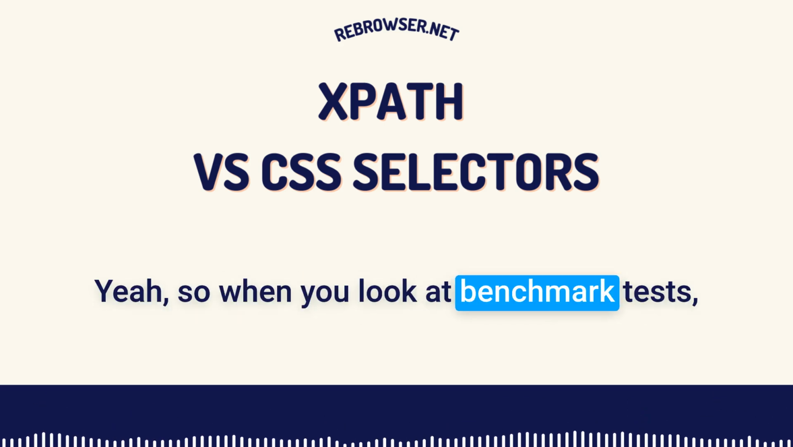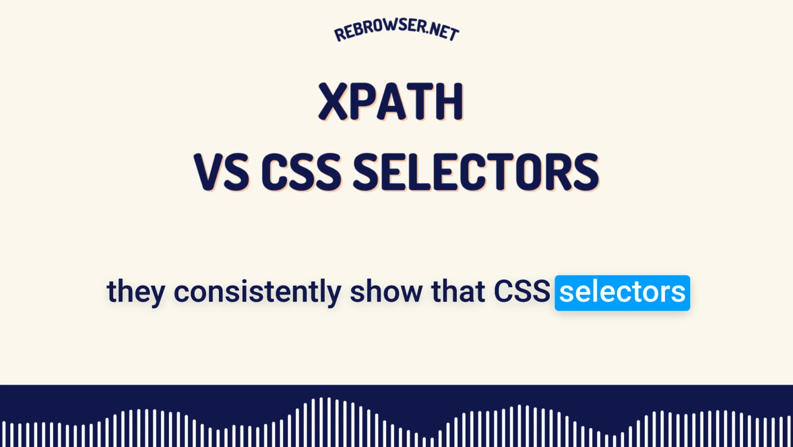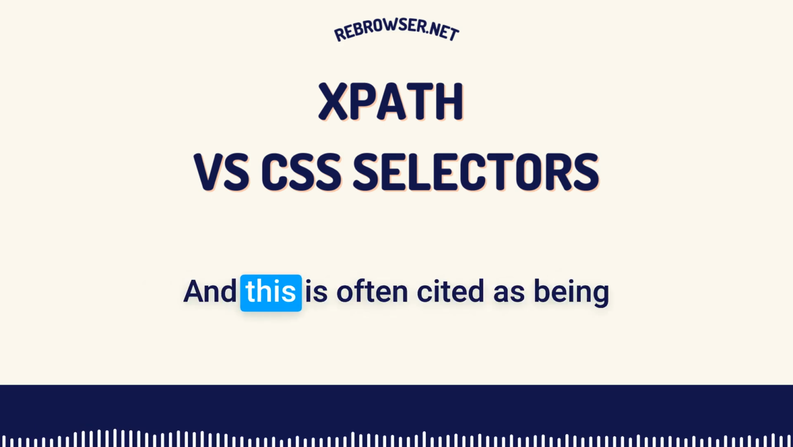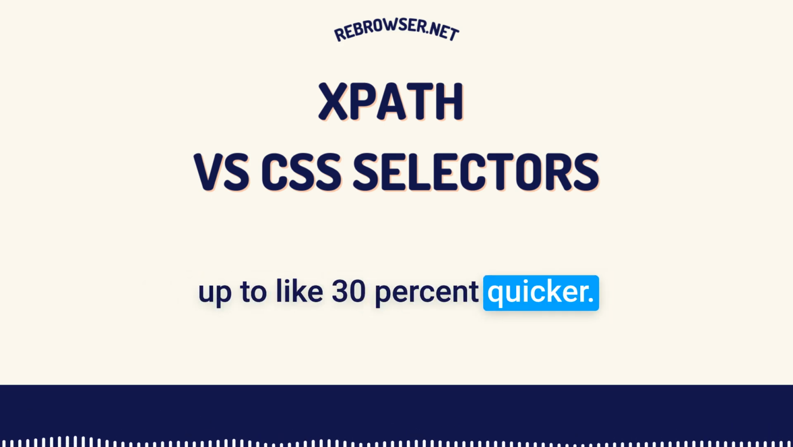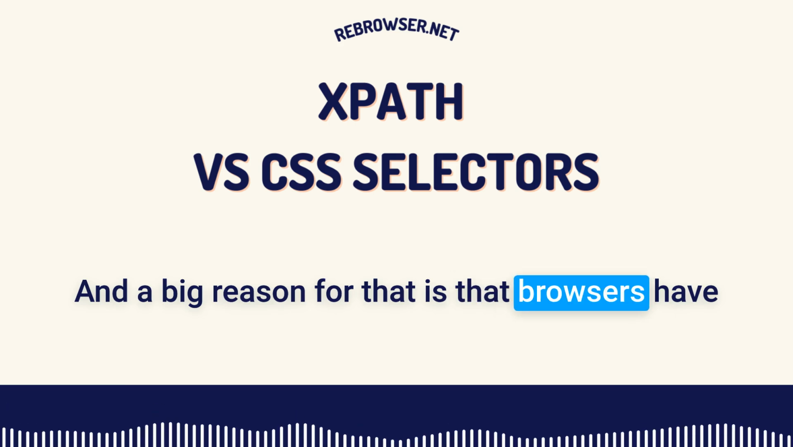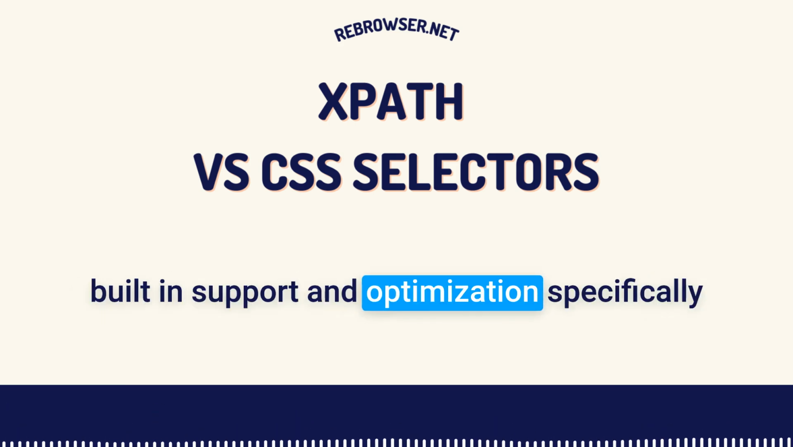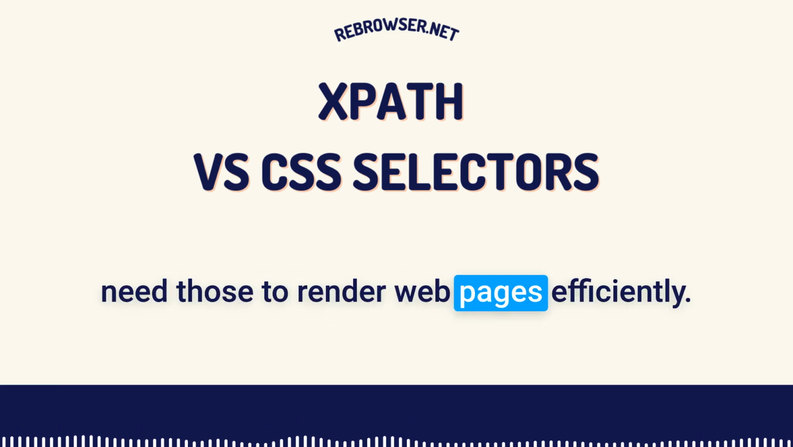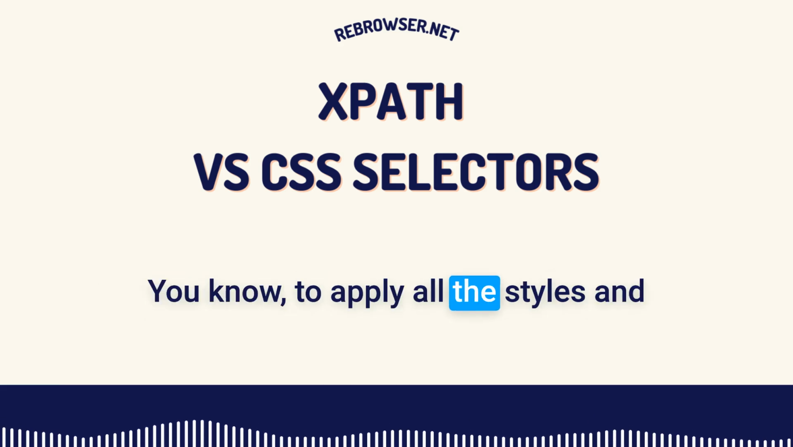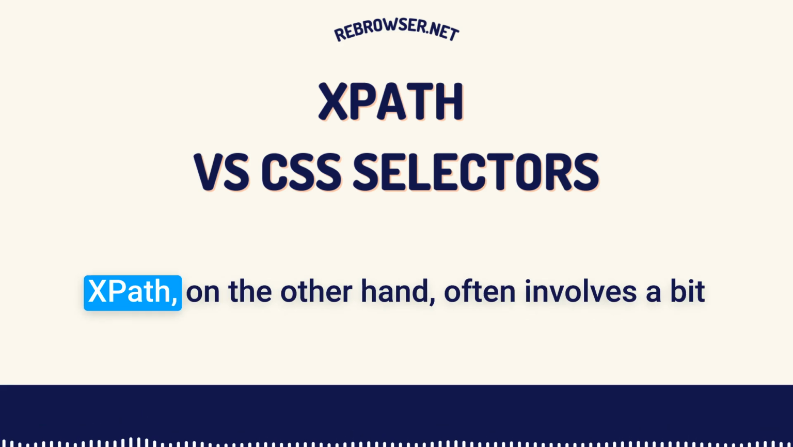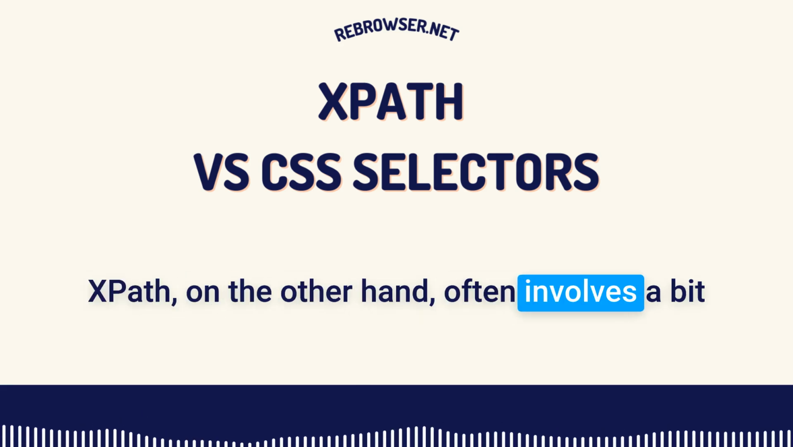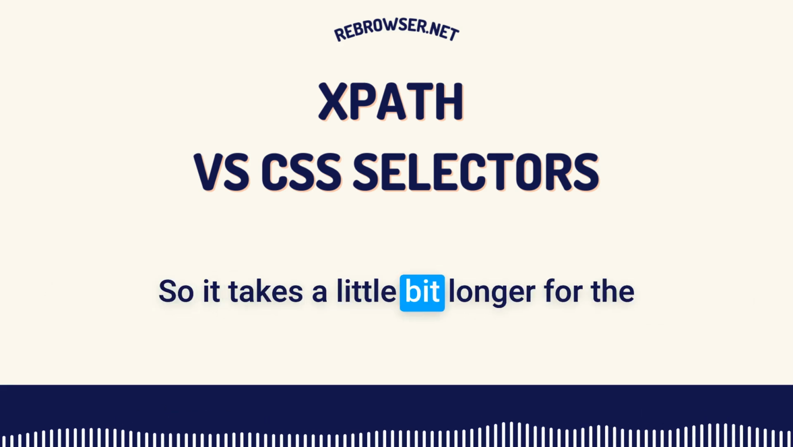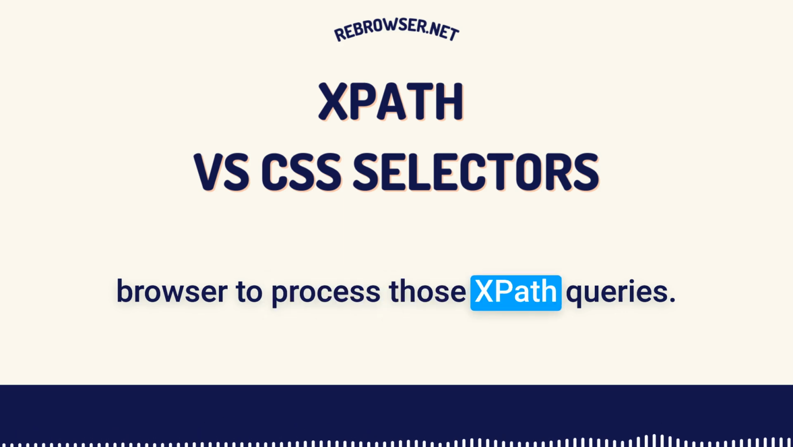Yeah, so when you look at benchmark tests, they consistently show that CSS selectors tend to have faster execution times. This is often cited as being up to like 30% quicker. And a big reason for that is that browsers have built-in support and optimization specifically for CSS selector engines, because they need those to render web pages efficiently, to apply all the styles and make the pages look the way they do. XPath, on the other hand, often involves a bit more complex parsing of the document structure, so it takes a little bit longer for the browser to process those XPath queries.